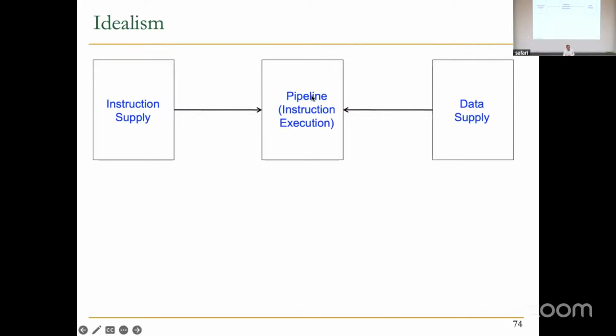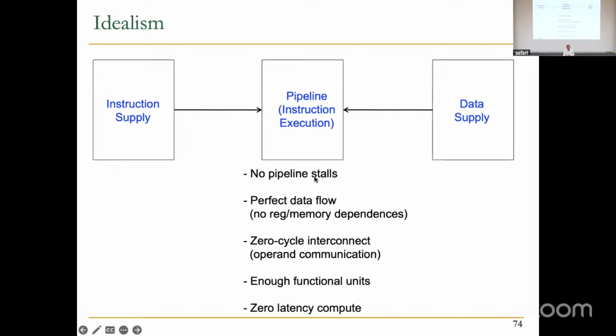We looked a lot into instruction execution and pipelines, and we tried hard to make performance better. We didn't talk about everything over here, but we talked about a lot of things. Pipeline stalls a lot, for example. How do you actually handle dependencies? Interconnect, ideally, should be zero cycle. Ideally, you have a lot of functional units to exploit parallelism, as we have discussed in the GPU lectures. Ideally, computation should take zero latency. That's the idealism over here. Instruction supply and data supply are mostly about the memory system, essentially.